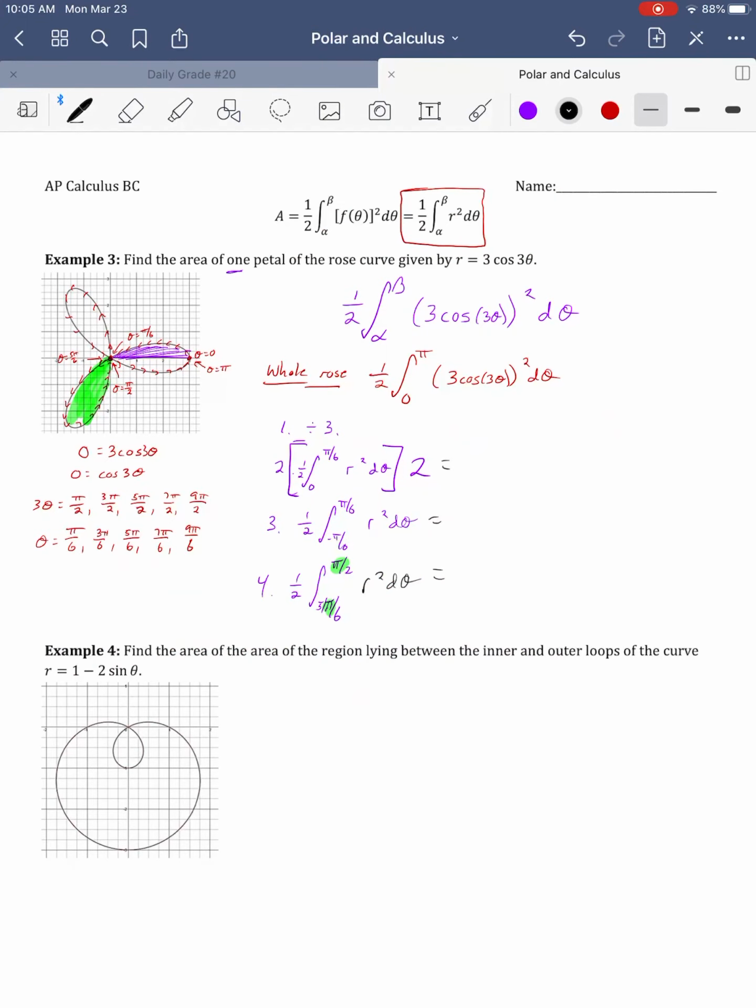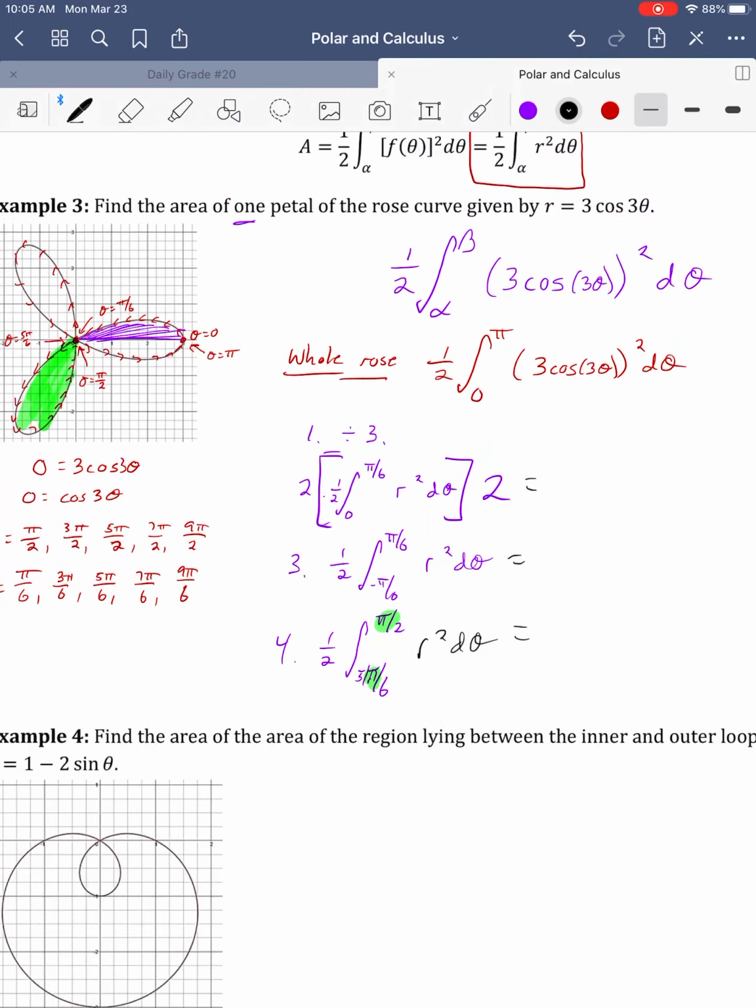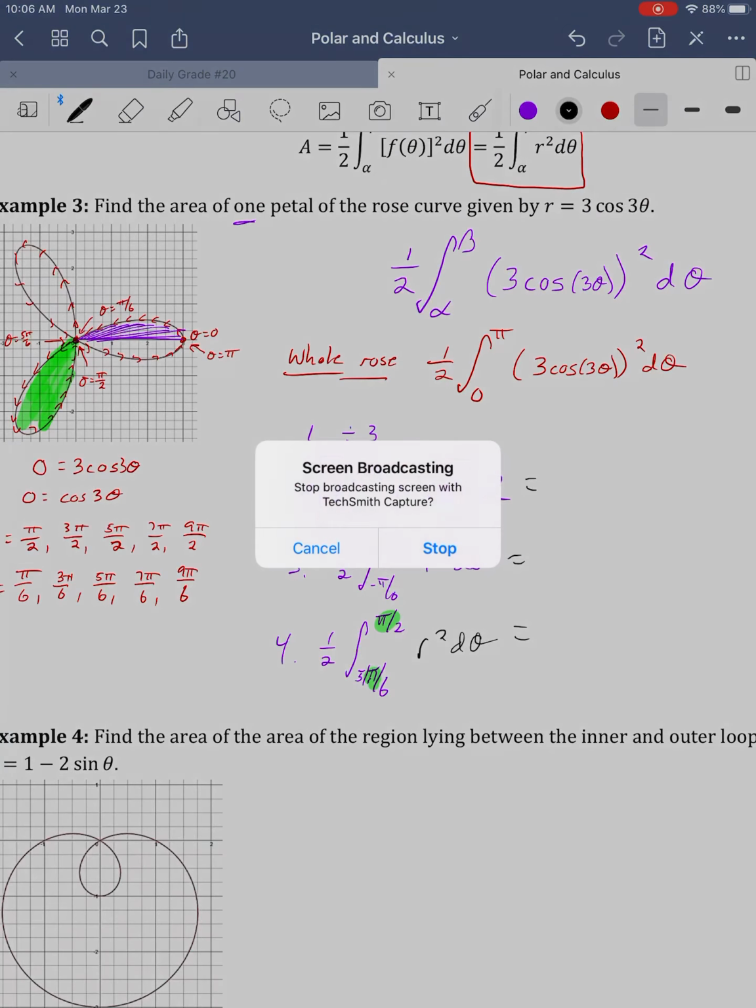So I want you to stop the video now, or it's going to end, and I want you to actually plug each of these different intervals into your calculator and see that they're all equal.